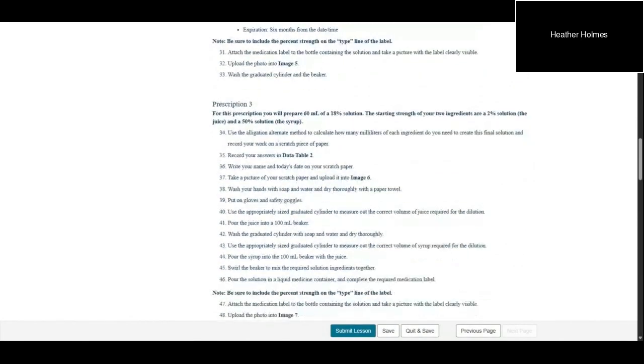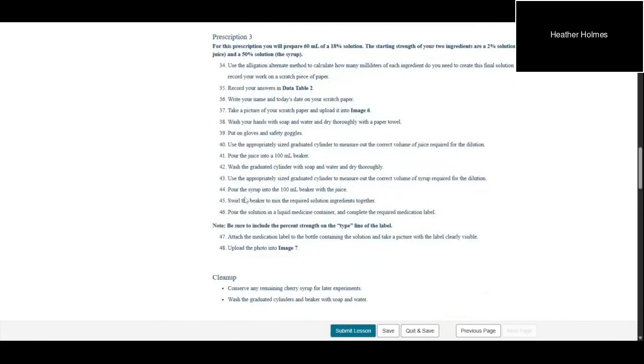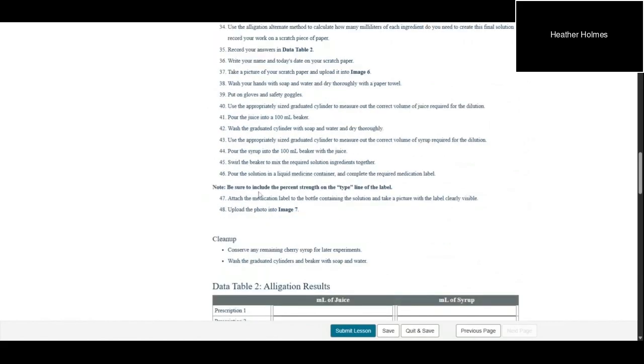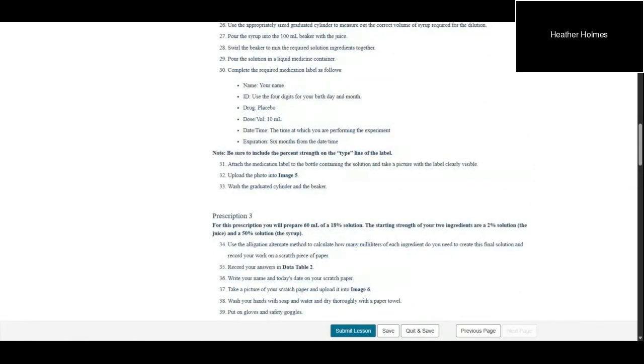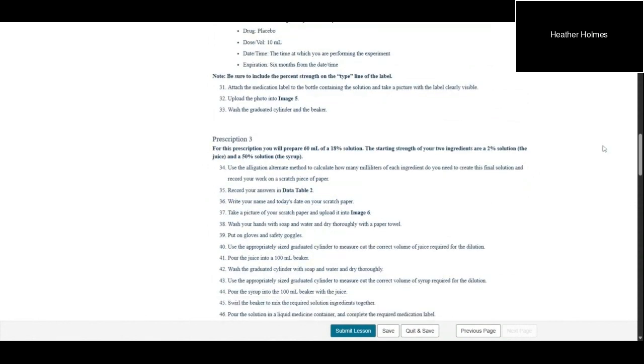And then this one, let's see. This one is the same as the first prescription. You're just putting the percent strength in it, in the name. So the one that has the most detailed information for the label will be the second prescription.